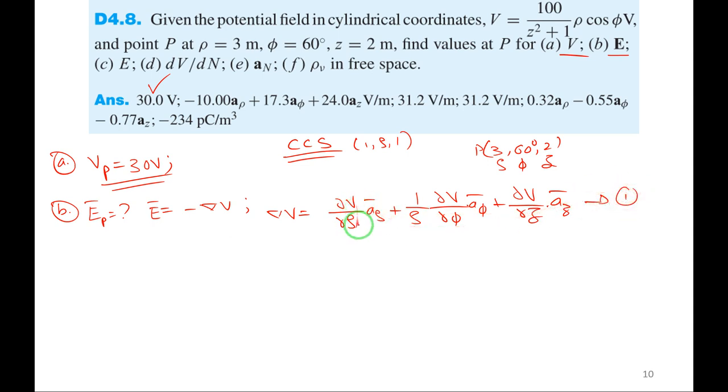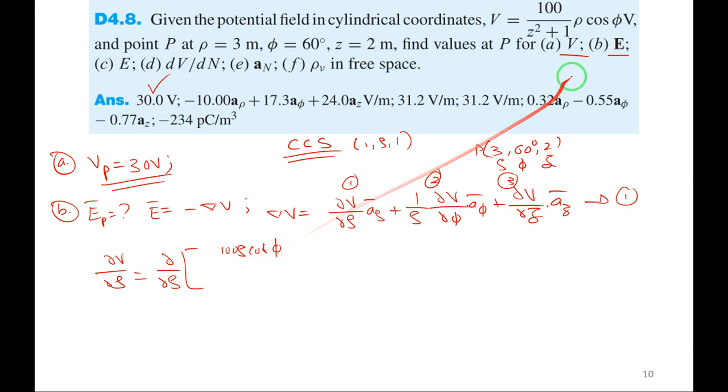First we will see dou V by dou rho into A rho. I am taking the first term, then second, then third. So dou by dou rho of V, which is 100 rho cos phi divided by z square plus 1. With respect to rho, 100 cos phi by z square plus 1 is constant, so differentiating with respect to rho gives 1. So I am getting this. First term is over.